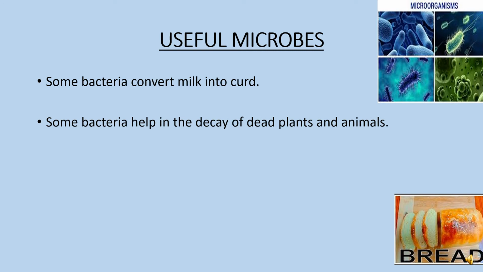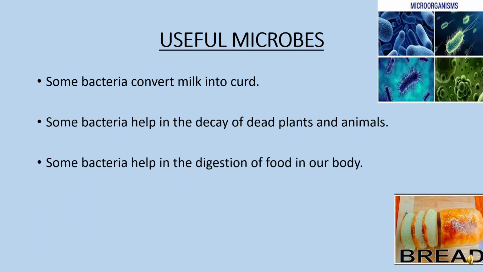Some bacteria help in the decay of dead plants and animals. Yes, if some bacteria are present in the soil, they help in the decaying of dead plants and animals. They also help in the digestion of food in our body. So what are the three usefulnesses of microbes? First, they convert milk into curd, they decay dead plants and animals, and they help in the digestion of food in our body.